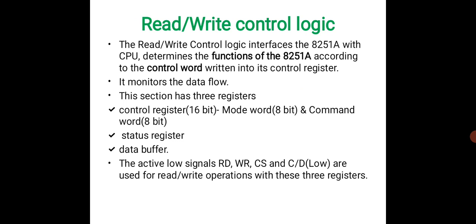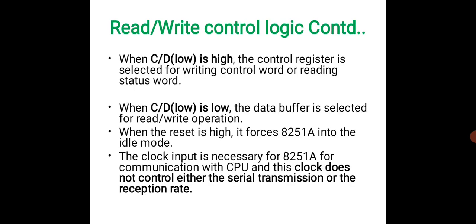There is parallel data. So when I want to transmit, that will be put in the buffer and taken to the transmit data line. Similarly, while receiving, it will be deframed. That is, the start and stop bits will be deframed, or the data will be extracted and put in the data buffer. And the remaining signals, that is the active low signals read, write, CS and C/D bar, are all used for read write operations with these 3 registers.